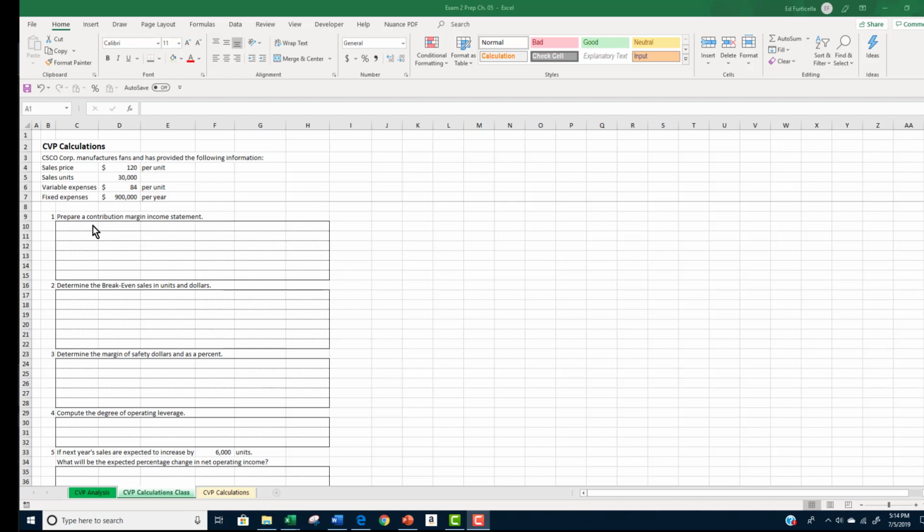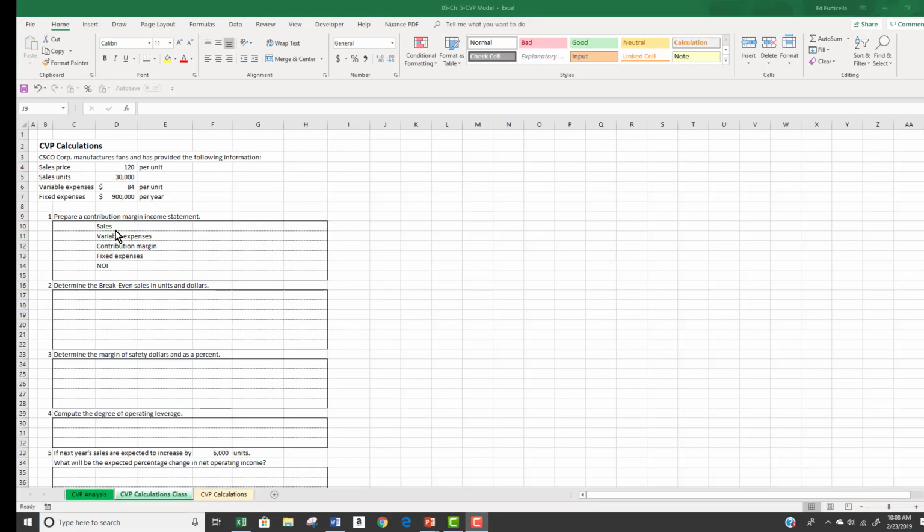The first question asks that we prepare a contribution margin income statement. I'm saving a little time by typing in the words, but sales is always going to equal your selling price of $120, and you're going to multiply it by the number of units sold. So to get the sales, it's always price times quantity. Variable expenses, same thing. The cost of our variable expenses, $84 a unit. We sold 30,000 units. Our variable expenses, $2,520,000.